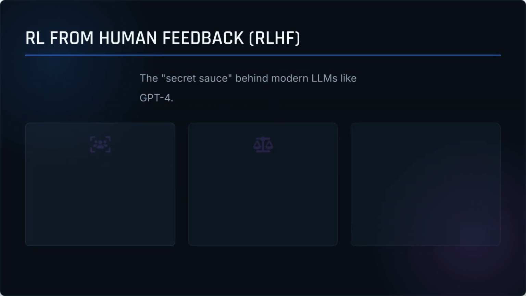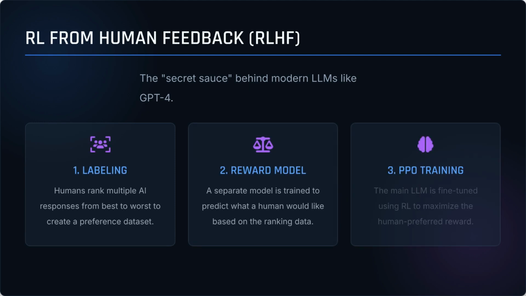RL from human feedback, RLHF, is the secret sauce behind modern LLMs like GPT-4. It works in 3 stages. Humans label responses, a reward model learns human preference, and then PPO training fine-tunes the LLM to maximize that human-preferred reward.